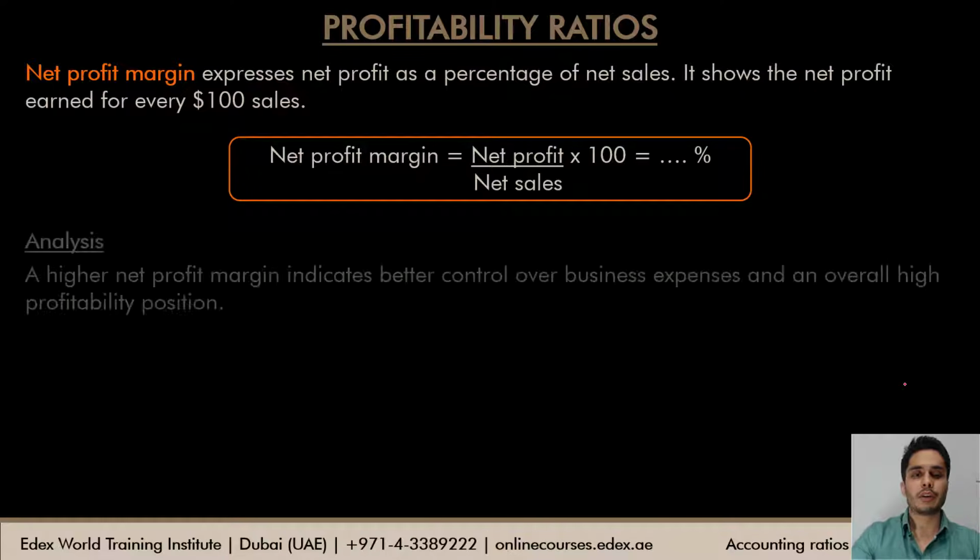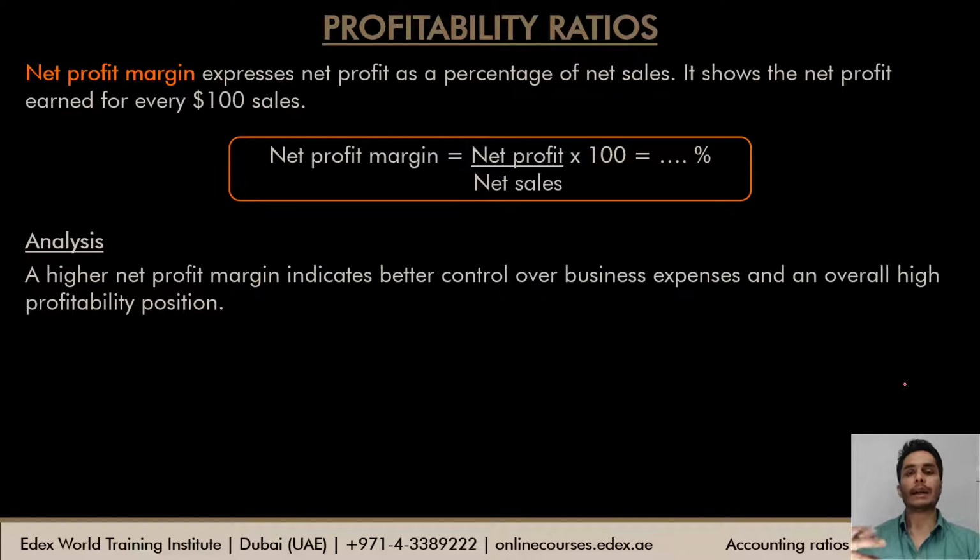Given the net profit of a business, what could you analyze? You can analyze that a business with higher net profit margin is either earning high gross profits or it is able to control its other expenses better, or both of them, both the reasons.